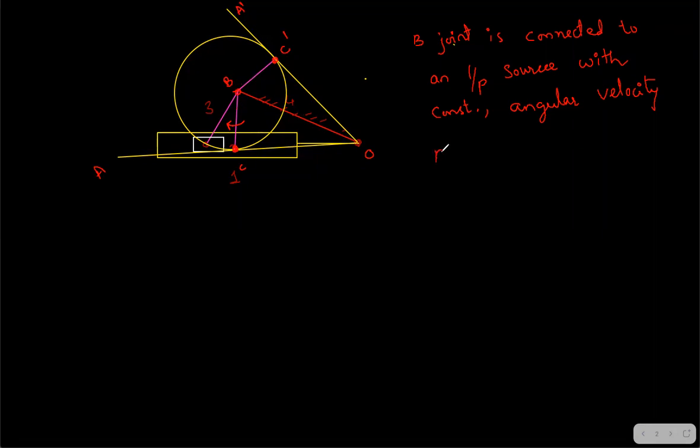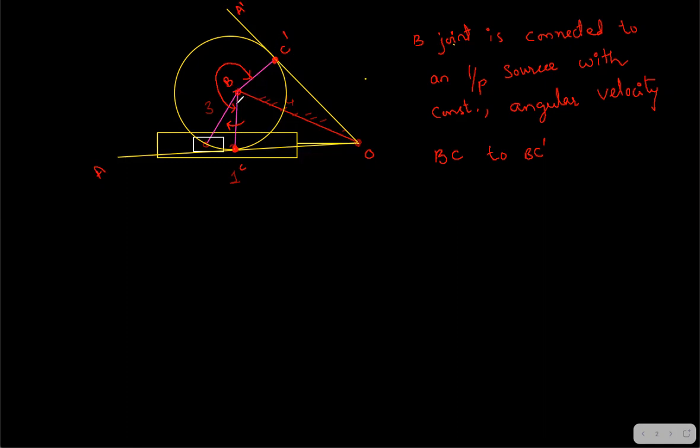As BC is traveling to BC dash here, from BC to BC dash. Fine. So its distance is more. It is more, right? Obviously, from BC dash to BC, the distance is less. Okay, keep that in mind.